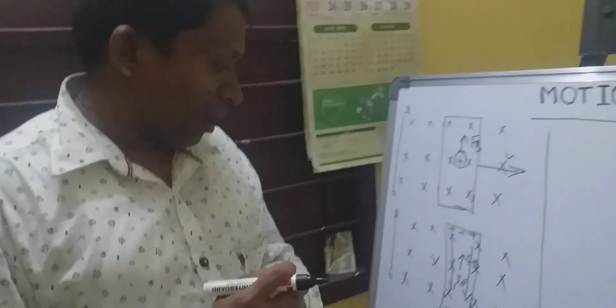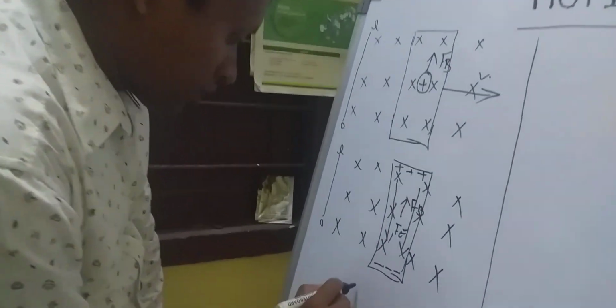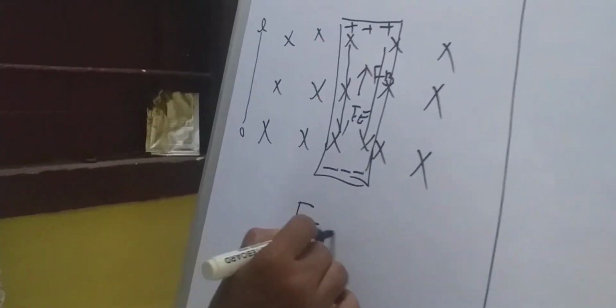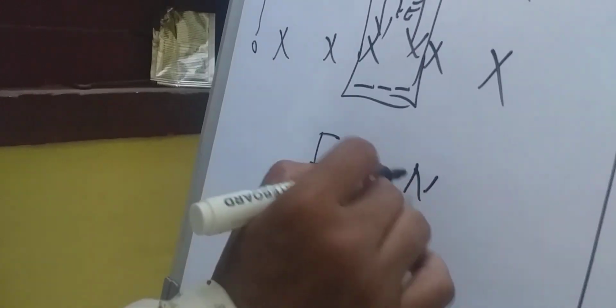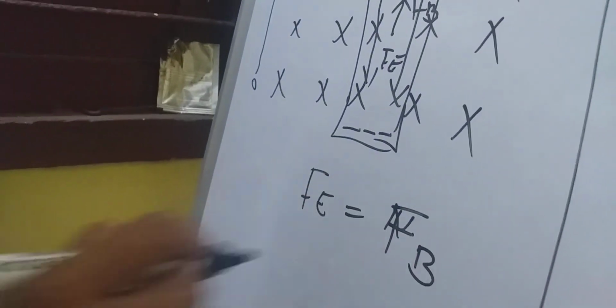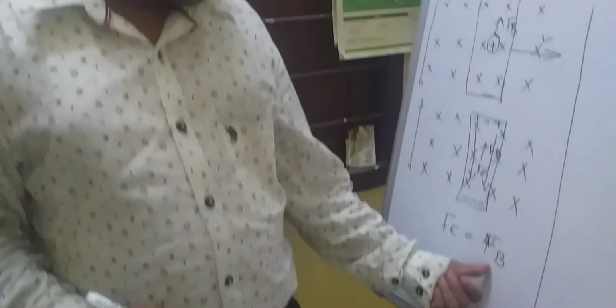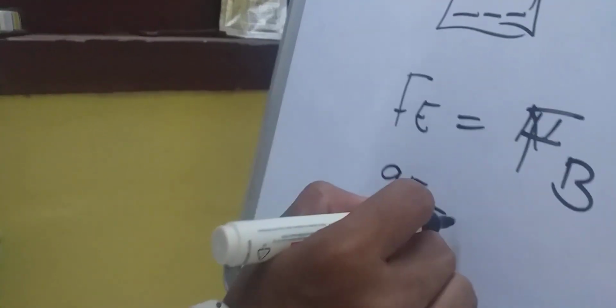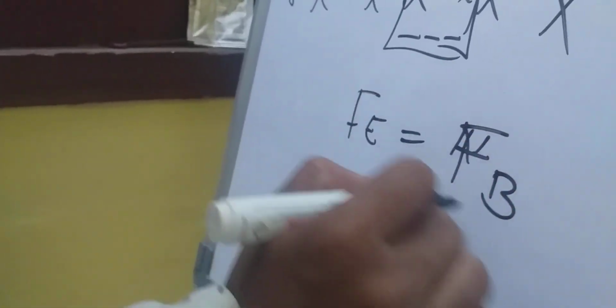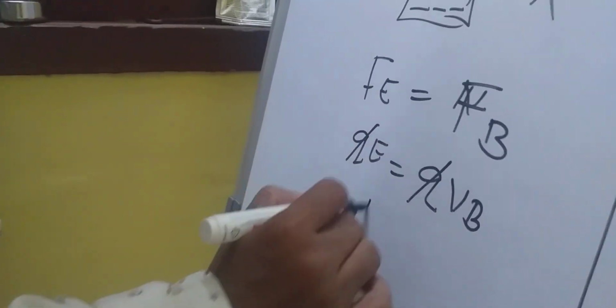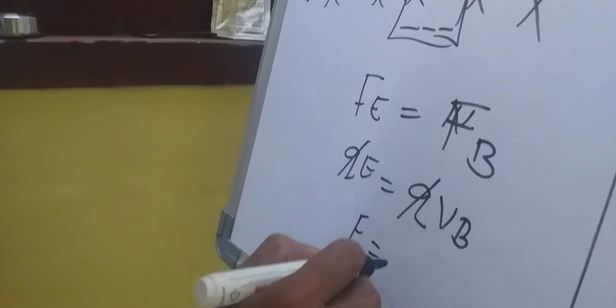At this time, the electric force is equal to the magnetic force. The electric force we already know is QE, and the magnetic force is QvB. So Q cancels, and the electric field E is equal to vB.